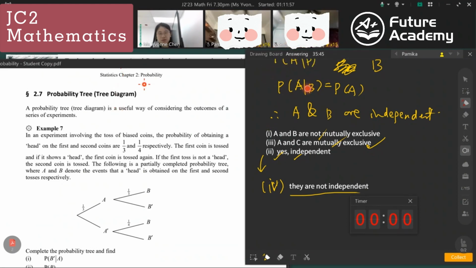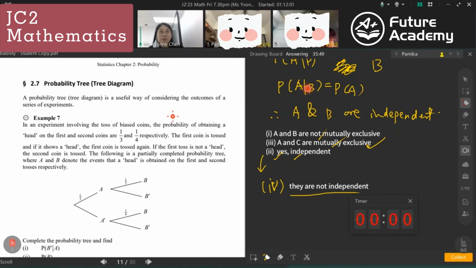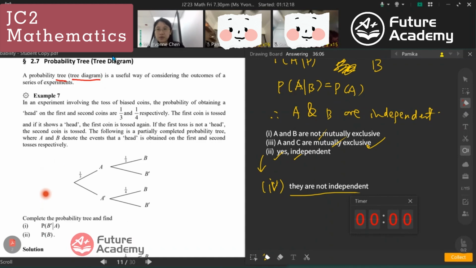Actually, we learned this in secondary school, just that in JC, we'll learn something a bit more interesting, a bit more challenging as well. Okay, so a probability tree, which is also known as a tree diagram, is a useful way of considering the outcomes of a series of experiments. Okay, so let's look at example 7.